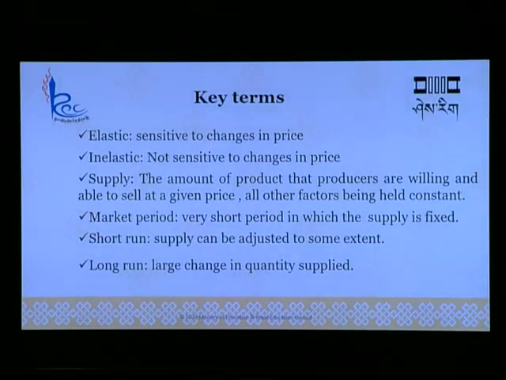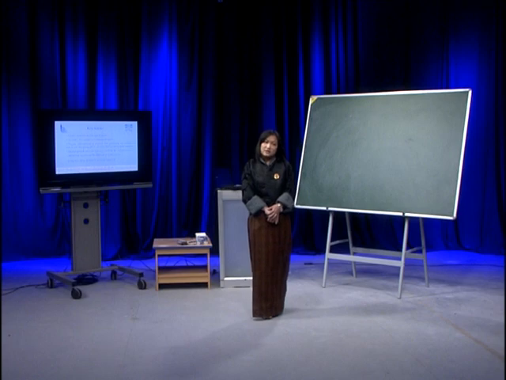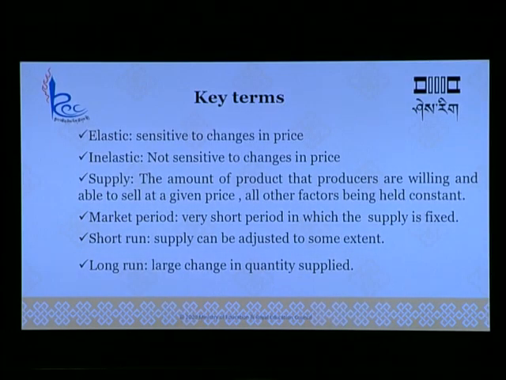Time period is a very important concept in the study of supply, so we are going to look at three time periods. The first time period is the market period. Market period is a period where the supply is completely fixed. You cannot increase or decrease the supply of the commodity, meaning that there is no change in the supply. Supply is completely inelastic. In the short period, supply can be adjusted to some extent, meaning that the supply of a commodity can be increased within a short period of time. That's a little longer than the market period.